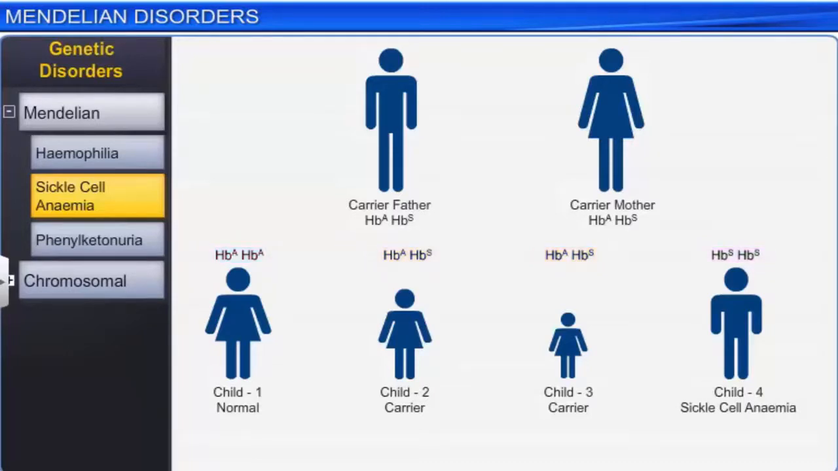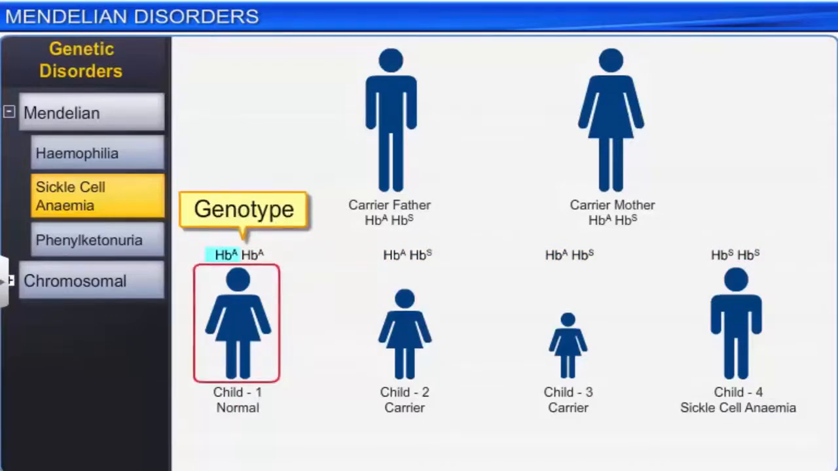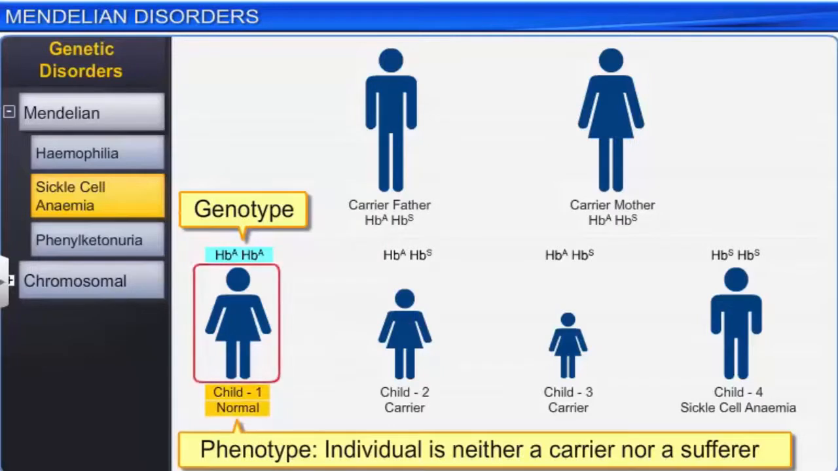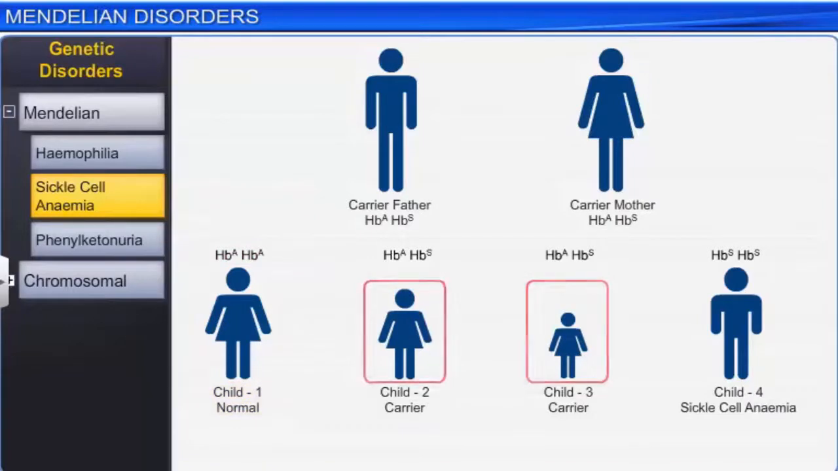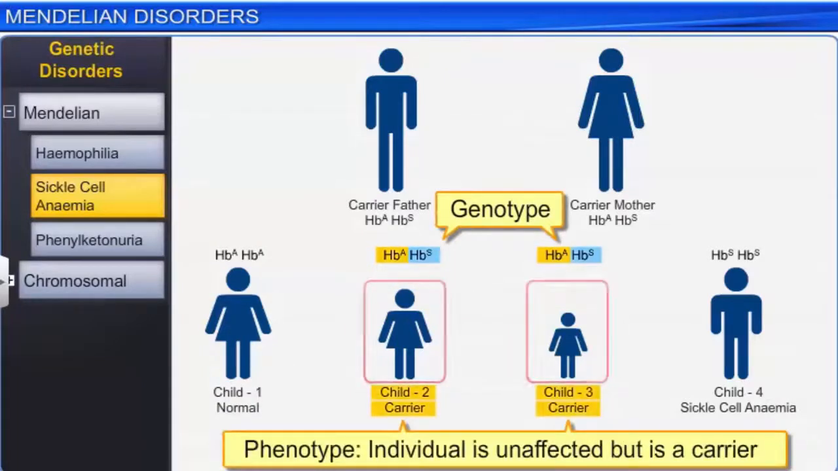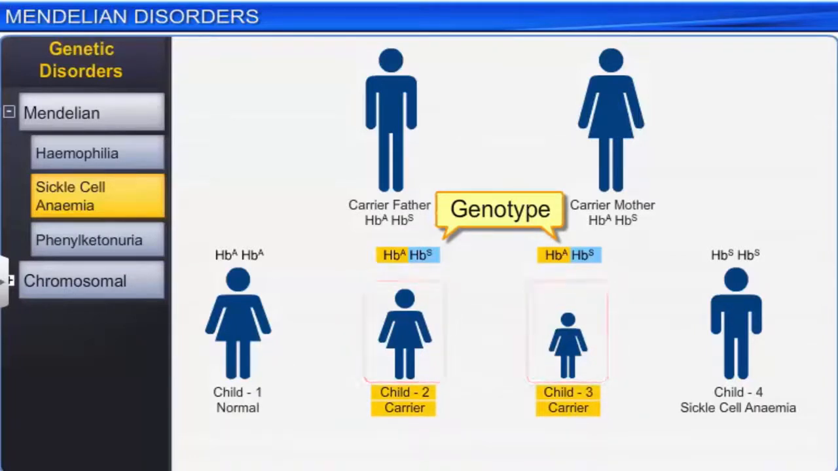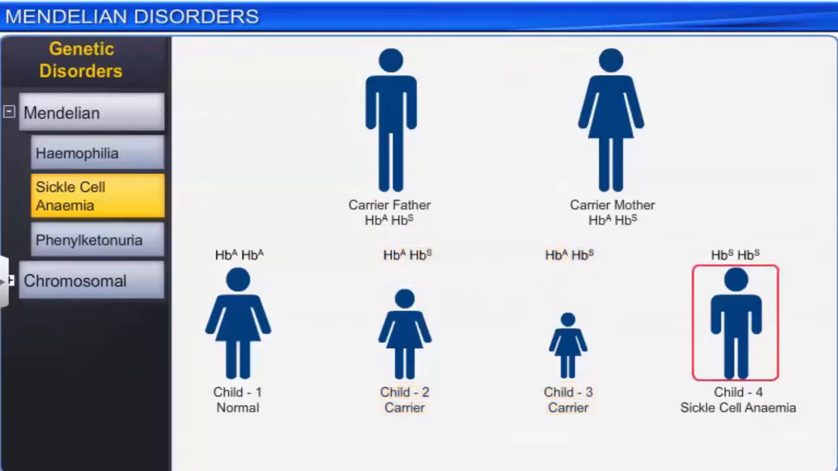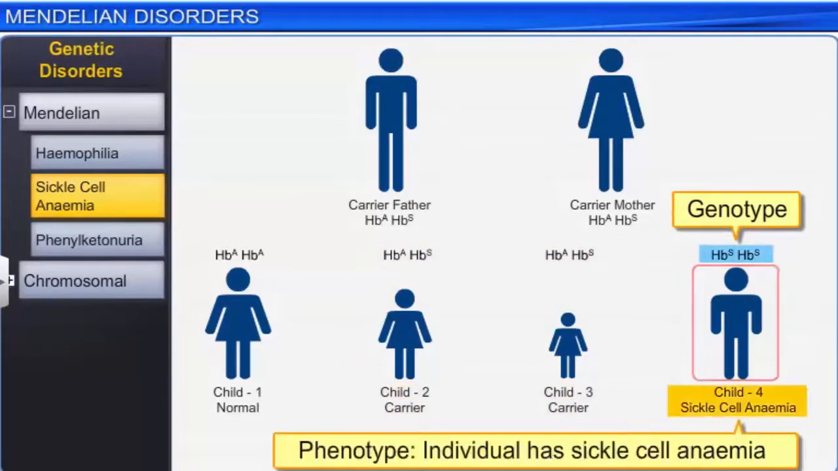Of these, homozygous individuals with genotype HBA-HBA are neither carriers nor sufferers. Heterozygous individuals, on the other hand, have the genotype HBA-HBS and are unaffected by the disorder but are carriers and have a 50% probability of passing the disorder to the progeny. It is homozygous individuals with genotype HBS-HBS that have a phenotype displaying the disease.